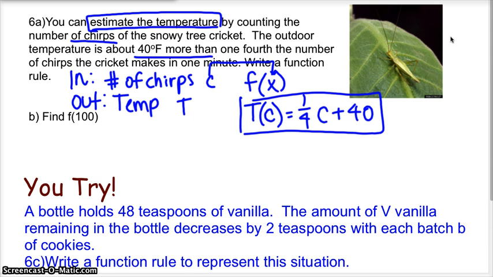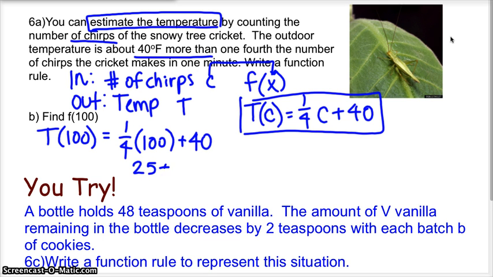Part B is asking you to find f of 100. I'm not using an f, I'm using a t. So t of 100. This is asking me to estimate the temperature when 100 chirps are counted. 1/4 the number of chirps plus 40. 1/4 of 100 is 25 plus 40 is 65. So this means that when 100 chirps are counted, the temperature is about 65 degrees.